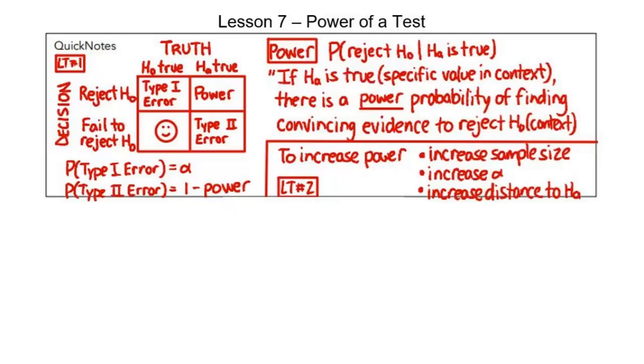In this case, we were using, I'm actually a 66% free throw shooter. If the Ha is true, there is a, whatever my power is, probability of finding convincing evidence to reject the null. And then these are the three ways to increase the power.